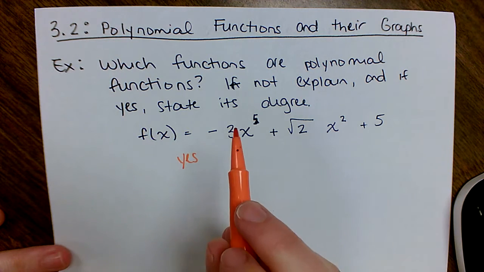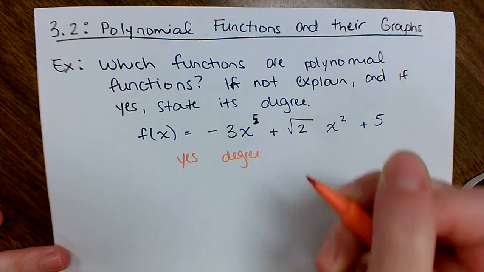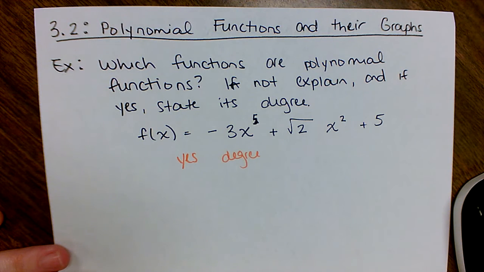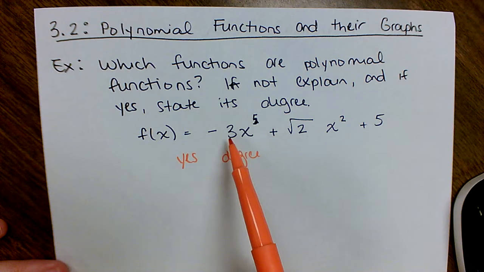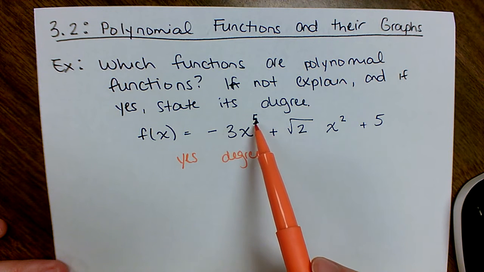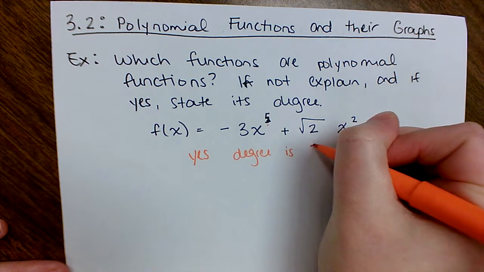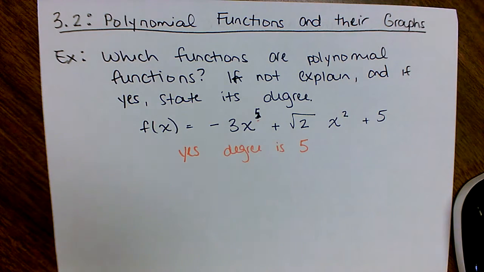And then remember, we want to state the degree. The degree is the piece that's got the biggest exponent, or has to do with the piece that's got the biggest exponent. So this is the piece that's got the biggest exponent, and the degree is actually what that biggest exponent is. So the degree here is 5.